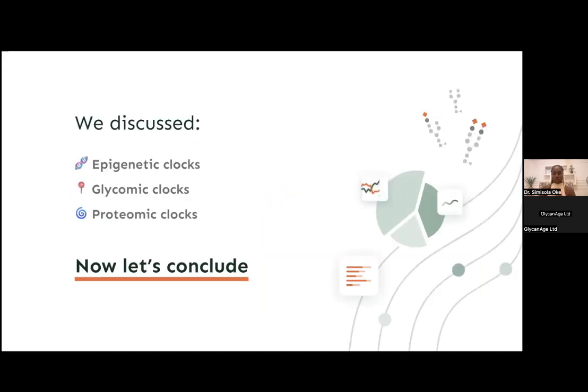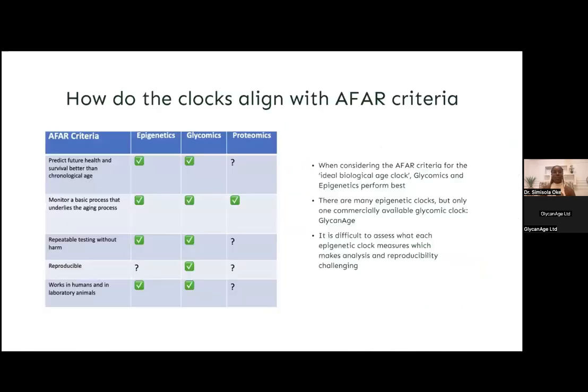So just to conclude, we are near the end. I do apologize, I do know I've run over a little bit. When we think about the clocks and how they align with the AFAR criteria, at the beginning we spoke about the American Federation for Aging Research and their criteria of what is an ideal biomarker: predicting future health, monitoring a basic process that underlies aging, repeatable without harm, reproducible, and also works in humans and lab animals as well.